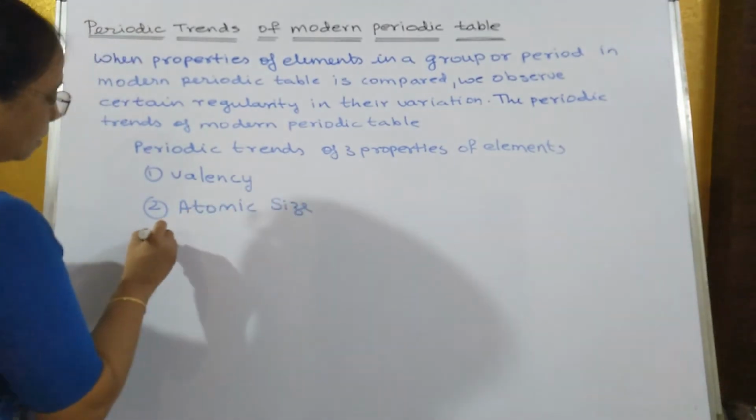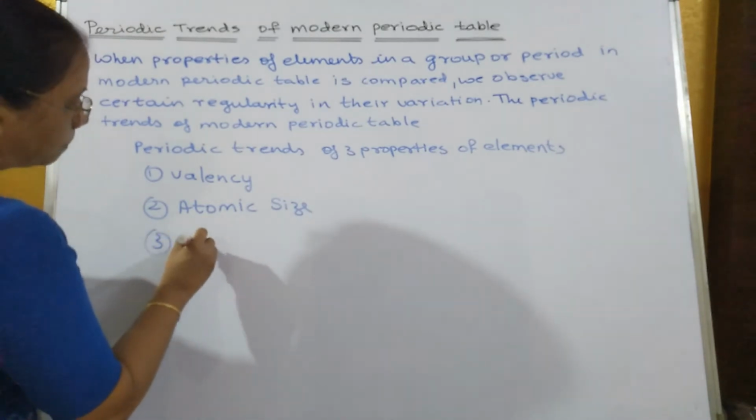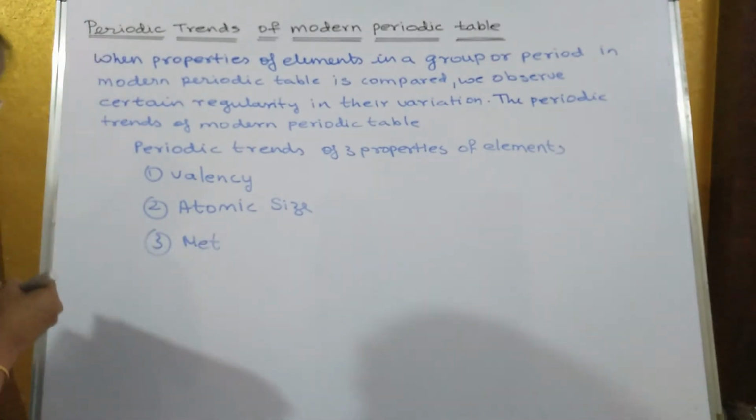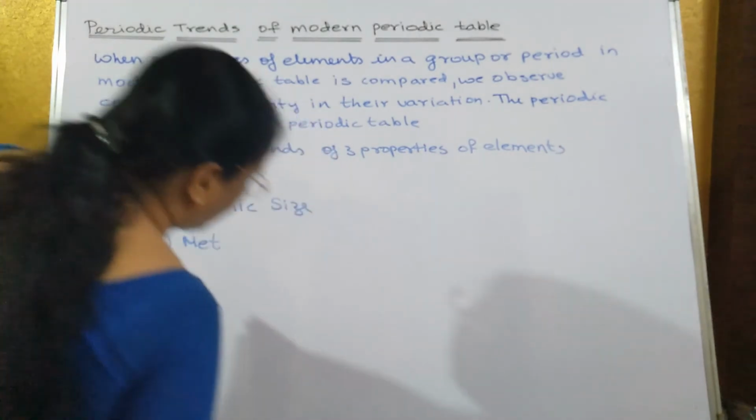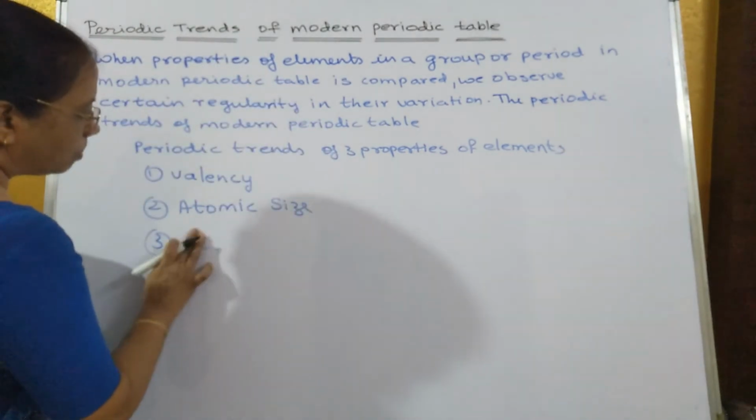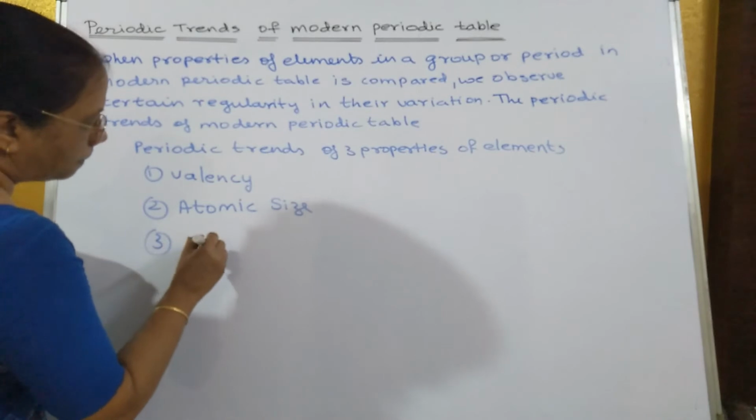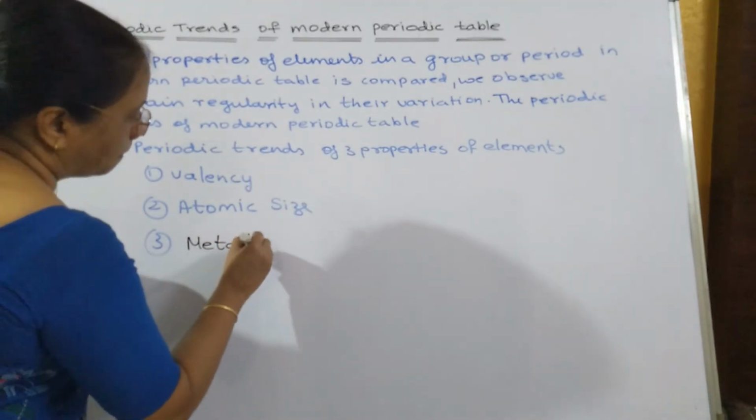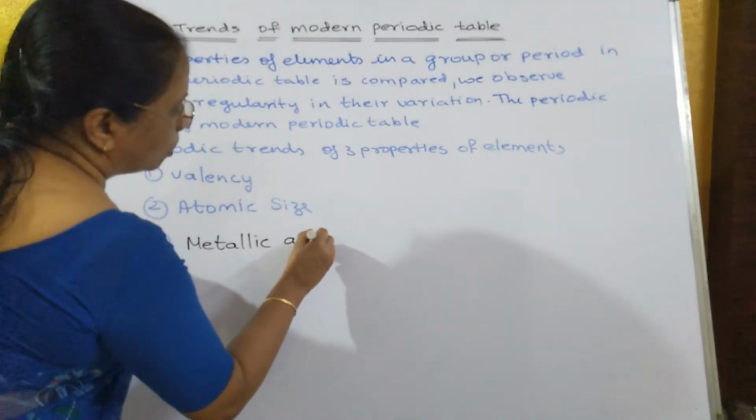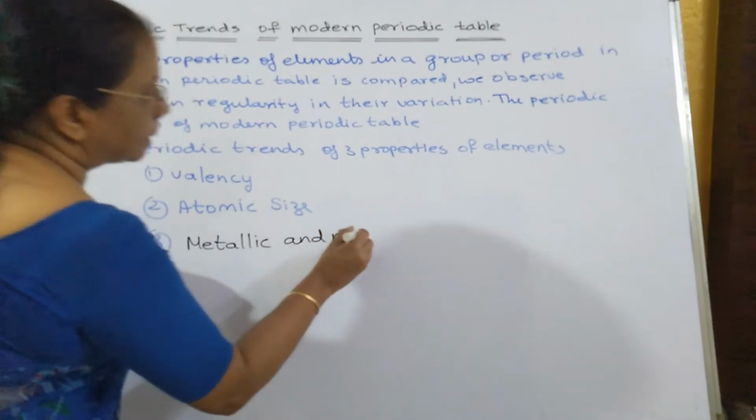And the third one is metallic and non-metallic character.